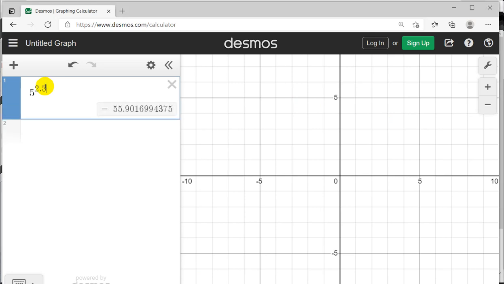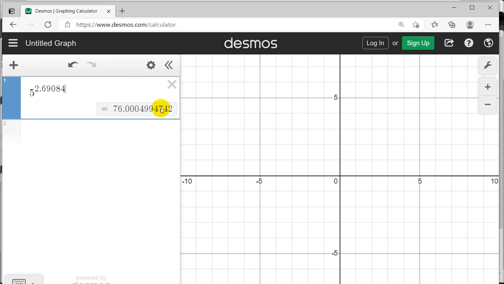Let's try 2.5. Nope, that's not 76. That's a little bit close to 76. All right, 2.68. Nope, 2.69. 2.691. We're getting there. Okay, so it's probably going to be around there. But you see how long that took? That took a long time to actually figure out what exponent equals 76.